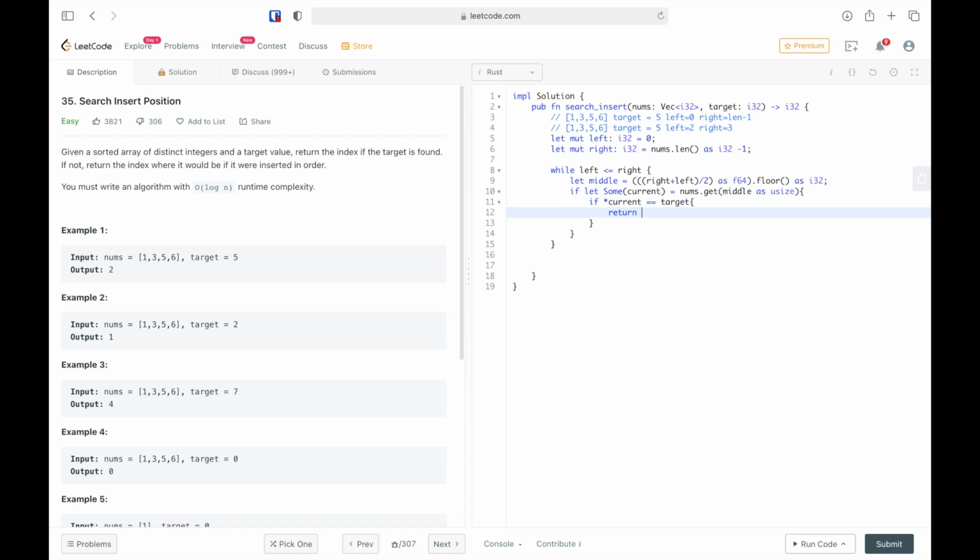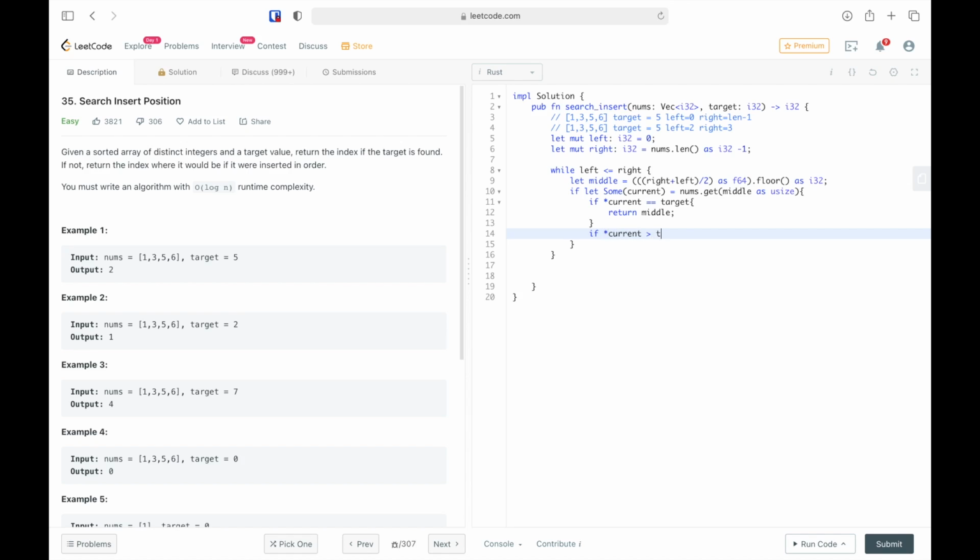So we can just go ahead and return middle, right? Because that's where it's located. And current is the number that's stored at middle. And we need to return the index, right? So it'll be middle.